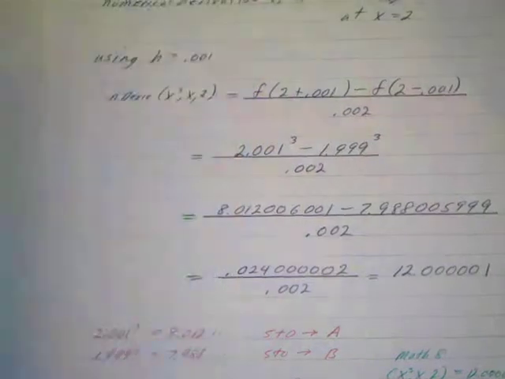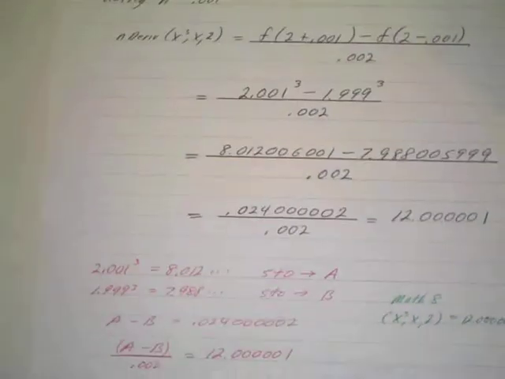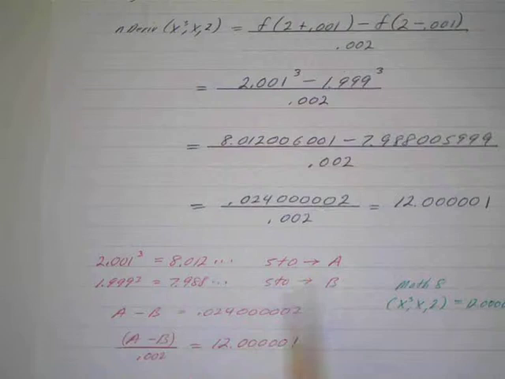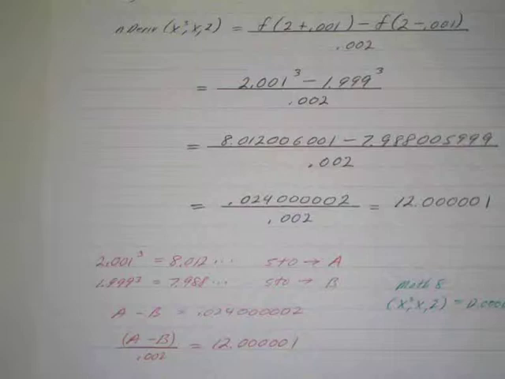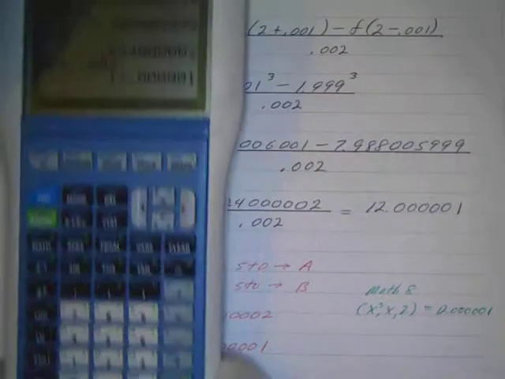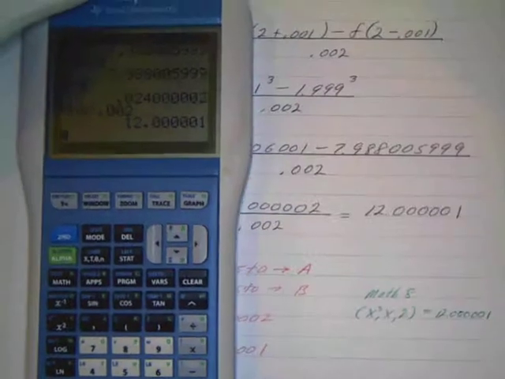Okay, so that's what we've got so far. And again, this is just what we did here. Store that in alpha A, hit that, get that, store that in alpha B. A minus B is that, then divide by 0.002, you get this. Now on our calculator, we can do that just by using Math 8. And that's kind of the easy way out.